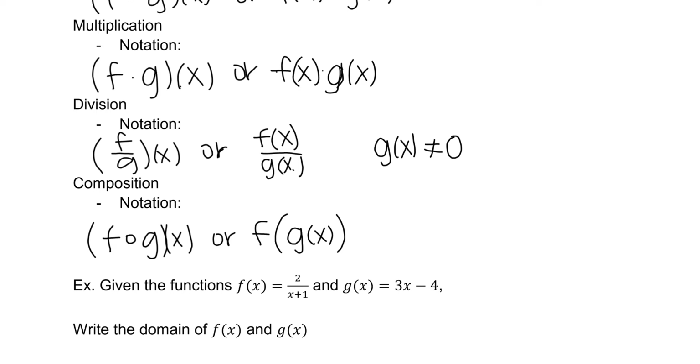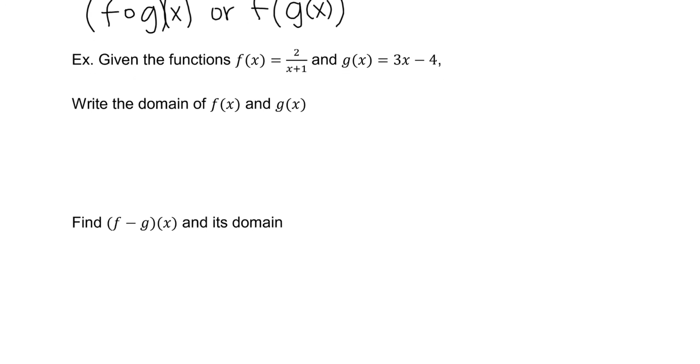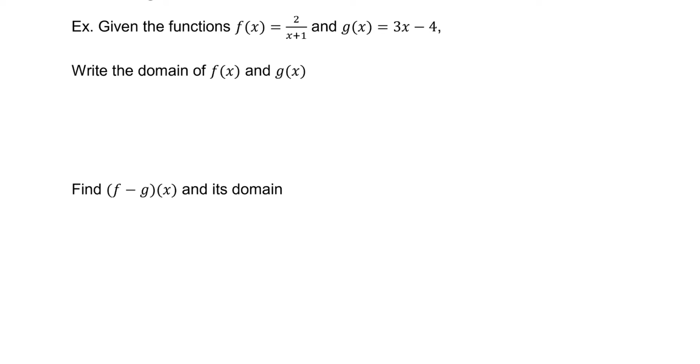We're not going to do every operation. We're just going to do a few of them. So given the functions f(x) = 2/(x + 1) and g(x) = 3x − 4, the first thing we're going to do is write the domain of each of those functions. So when writing the domain of our function, we always identify the parent function for each of them. So this is all the way back in section 1 where we talked about domain of parent functions.